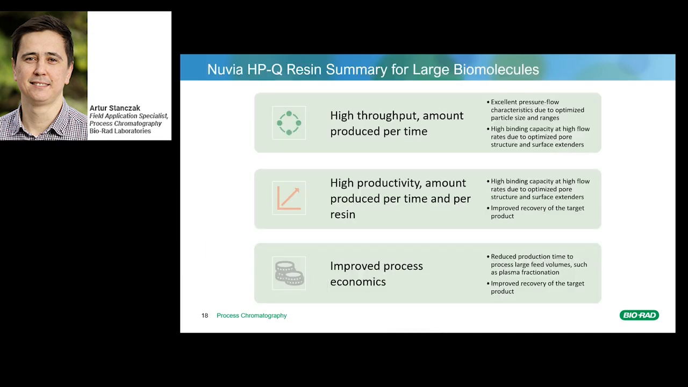In summary, dealing with large molecules requires modern resins which are fit for purpose. From the resins I briefly presented today, you can expect high dynamic binding capacity and productivity for large molecules. As mentioned before, this can be achieved because of the rigid hydrophilic base matrix, optimal bead size and a narrow distribution range, open pore structure, surface extenders, and optimized ligand density. All of those Nuvia resin features contribute to their high performance.